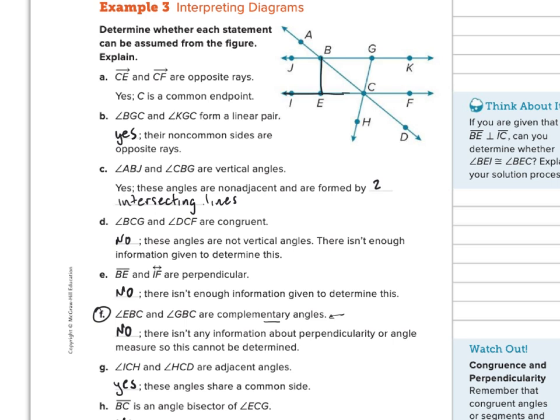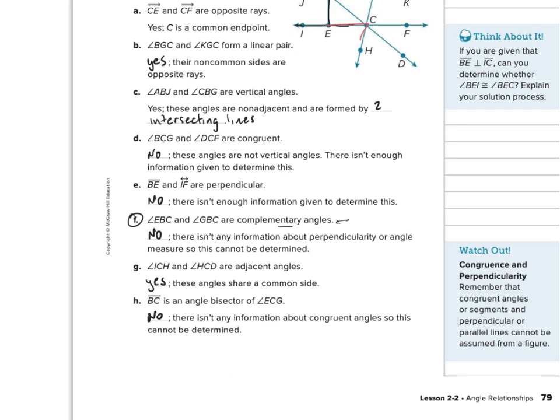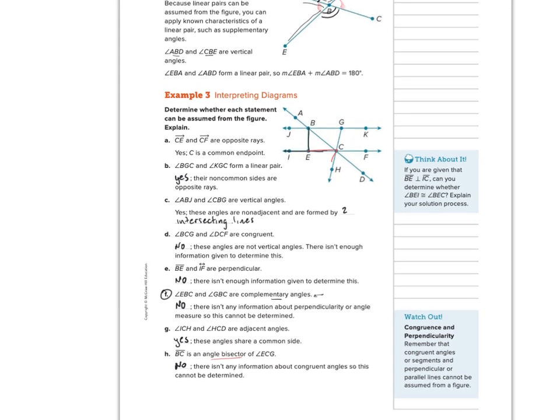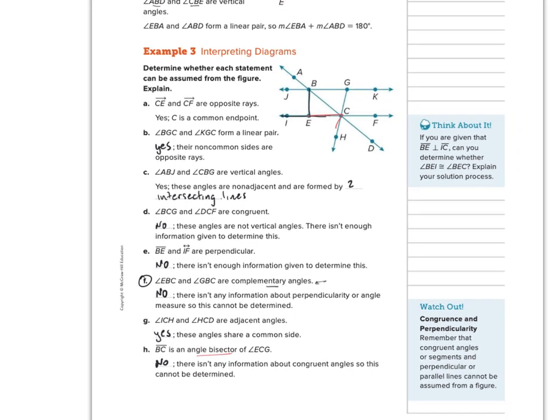Already talked about this one. ICH and HCD are said to be adjacent angles. Yeah, sure, it looks like it. We have a common vertex and a common side, so yes, they are adjacent. And for angle bisectors, we don't see any congruency arcs, so angle bisectors are out. So there you go: it's not things that we assume, it's things that we know, and that's what we work with.